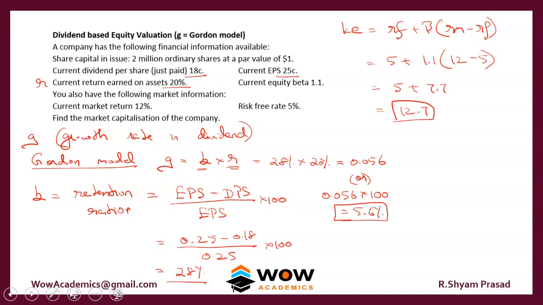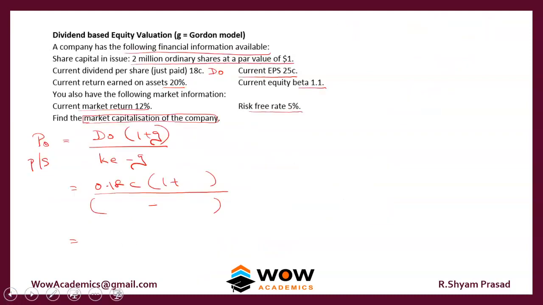So our KE is 12.7 and G is 5.6. So this is 5.6 and this is 12.7. So we'll solve this. So the numerator will be 0.19 and our denominator will be 7.1%. So our answer comes to 2.67. But this is a per share value.